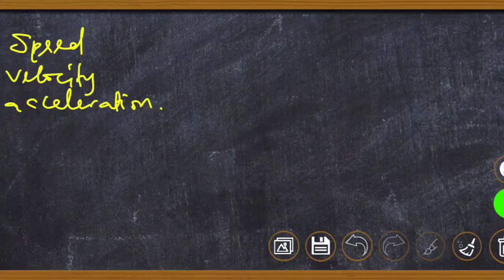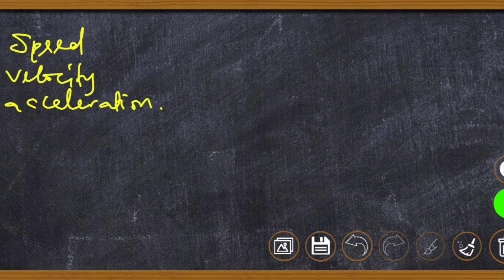Today, we'll be taking a look at speed, velocity and acceleration. In my previous video, we took a look at position, distance and displacement, which can be used to describe the study of motion based on kinematics altogether.